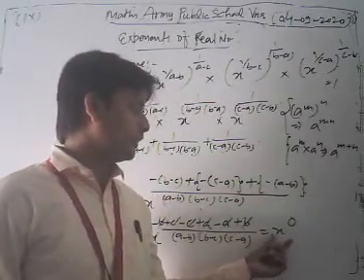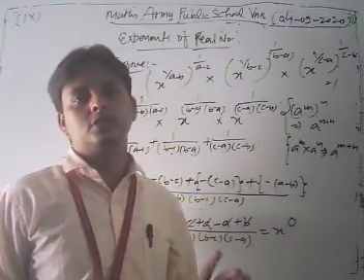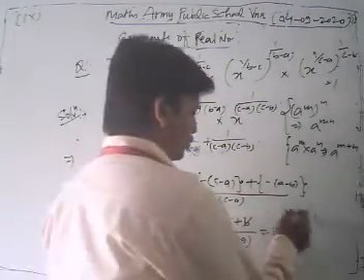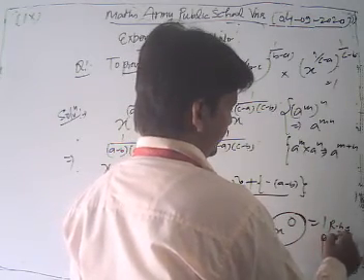Now you do that very well. The value of any number to the power 0 is 1. So the value of x to the power 0 is 1. Hence this is our RHS. Hence true.